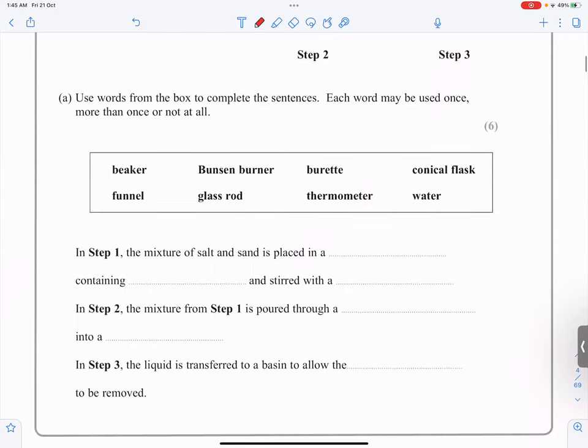Use words from the box to complete the sentence. Each word may be used once, more than once, or not at all. In step number one, the mixture of salt and sand is placed in a beaker containing water and stirred with a glass rod. In step two, the mixture from step one is poured through a funnel into a conical flask. In step three, the liquid is transferred to an evaporating basin to allow the water to be removed.